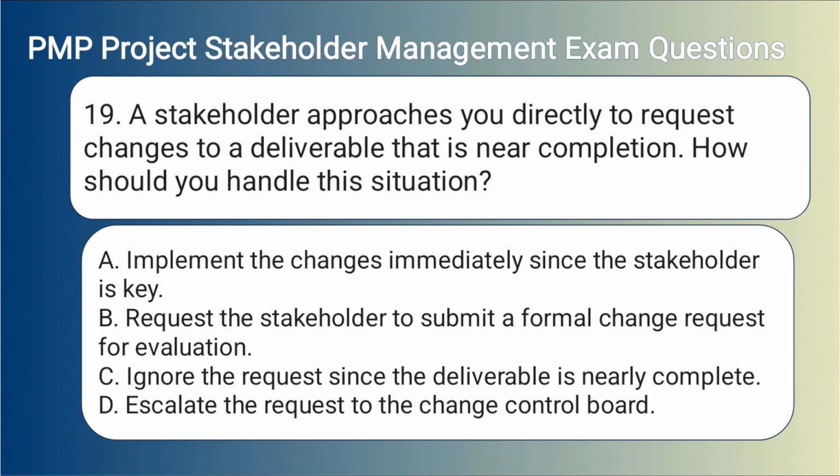19. A stakeholder approaches you directly to request changes to a deliverable that is near completion. How should you handle this situation? A. Implement the changes immediately since the stakeholder is key. B. Request the stakeholder to submit a formal change request for evaluation. C. Ignore the request since the deliverable is nearly complete. D. Escalate the request to the change control board.